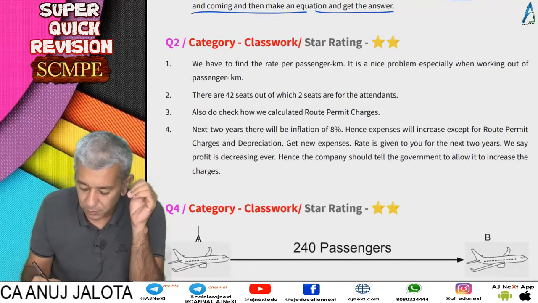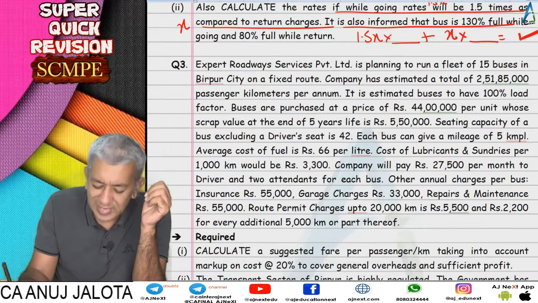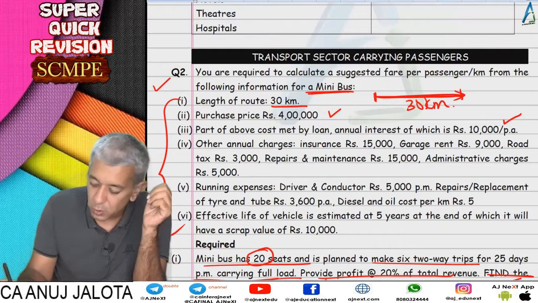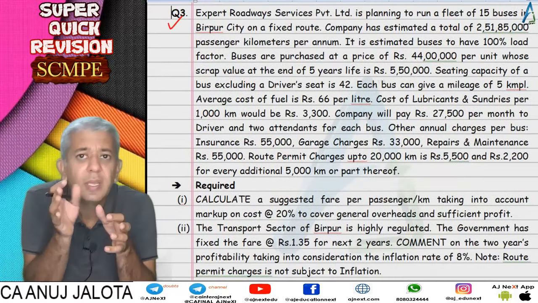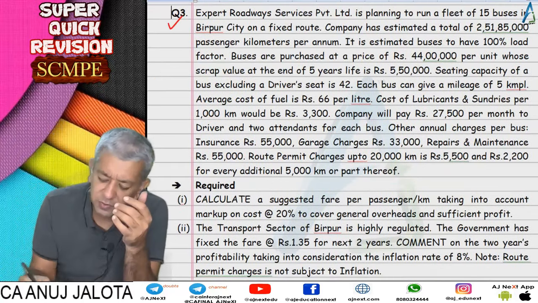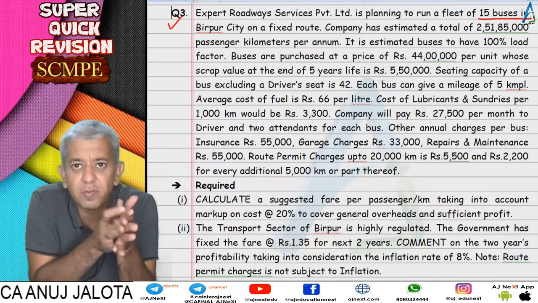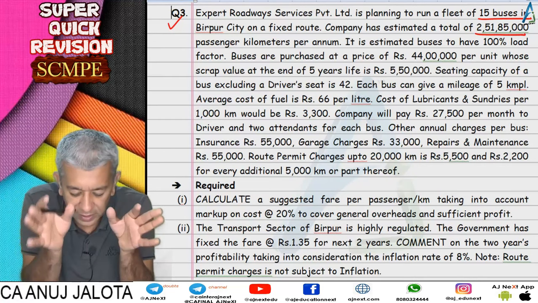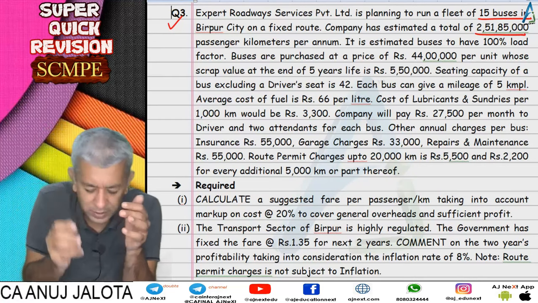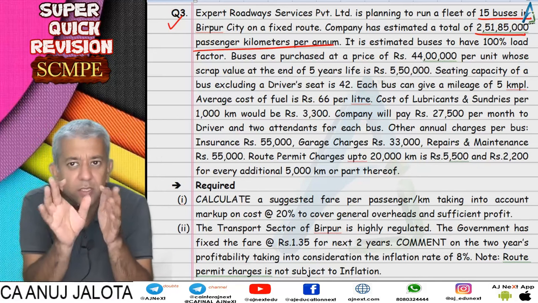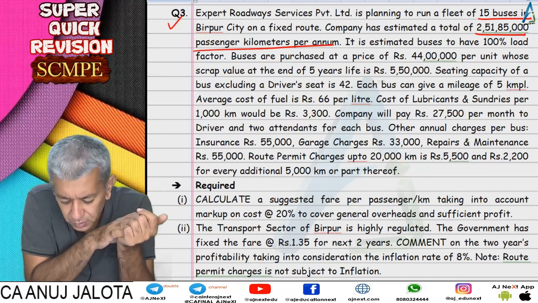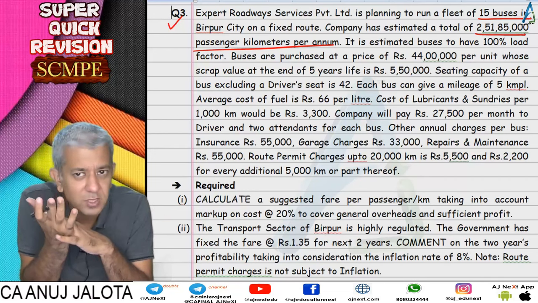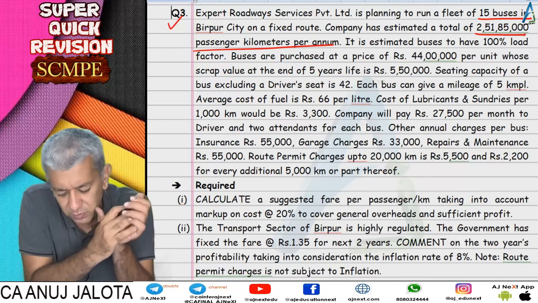Okay, then question number two. Now, this question, slightly important. I guess this was your question number two, and then your question number three, slightly important. In this question, there was a company that has 15 buses. They have given you number of passenger kilometers for the entire year, 251,85,000 for all the buses combined. So passenger kilometers are not to be computed. But we need number of kilometers to be computing the fuel prices or something like that. We'll require that.